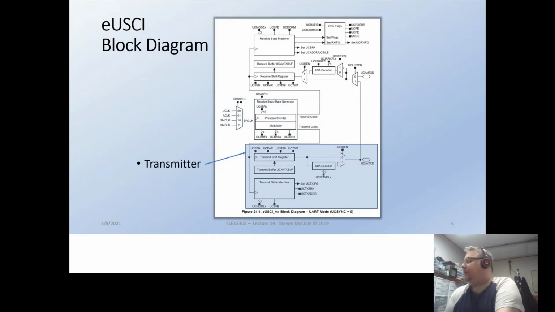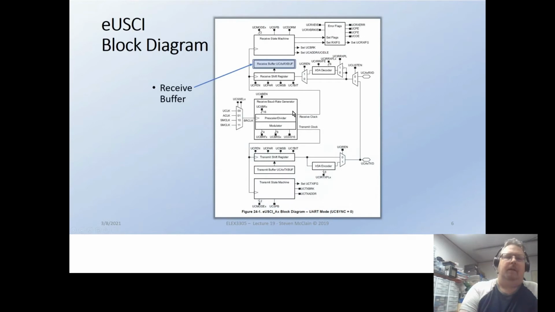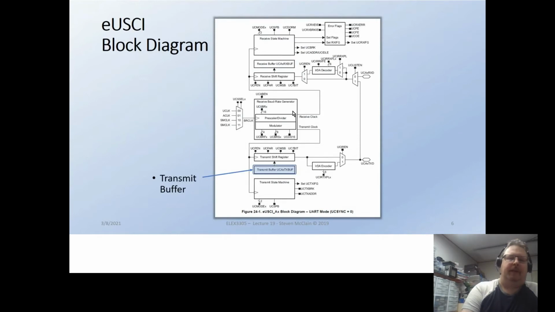This bottom part is the transmitter section. Basically, you are dropping data in here, and then it goes into here where it hits the shift register, and then it gets shifted out this pin here. It's got an encoder for this decoder up here, and it's got a state machine for adding the start bits and the stop bits and all that other junk, parity and what have you. There's a receive buffer, so that's where the data is going to come from. And there's a transmit buffer, that's where the data is going to go.